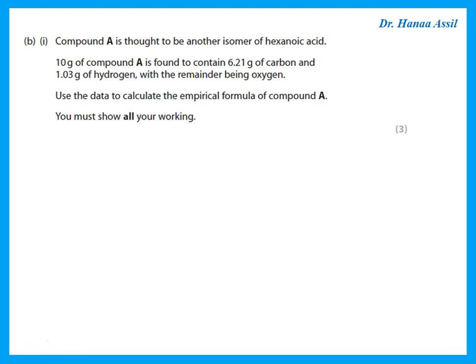Compound A is thought to be another isomer of hexanoic acid. 10 grams of compound A contains 6.21 grams of carbon, 1.03 grams of hydrogen, and the remainder is oxygen. And he's saying calculate the empirical formula. How do we calculate empirical formula? You should be familiar with this.